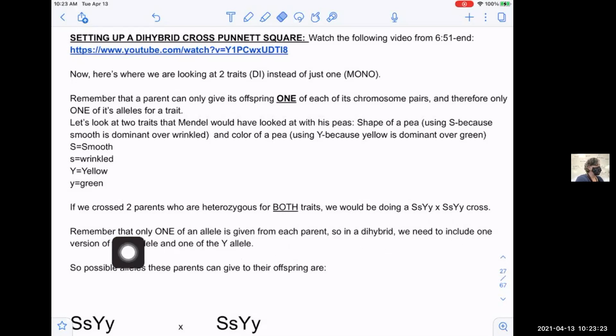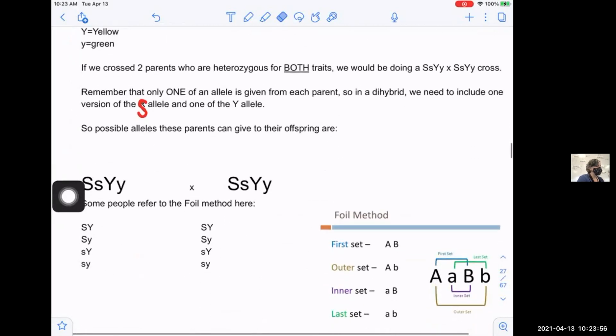So remember that only one allele is given from each parent in the gamete. So when we're looking at dihybrids, we have to include one version of the S allele. This is a typo in your notes. It says R. I changed it to S for smooth. So if you guys would change it so you don't get confused later when you look at this. So they're going to get one version of the S and one version of the Y in every gamete. Okay, so here are our 2 parents.